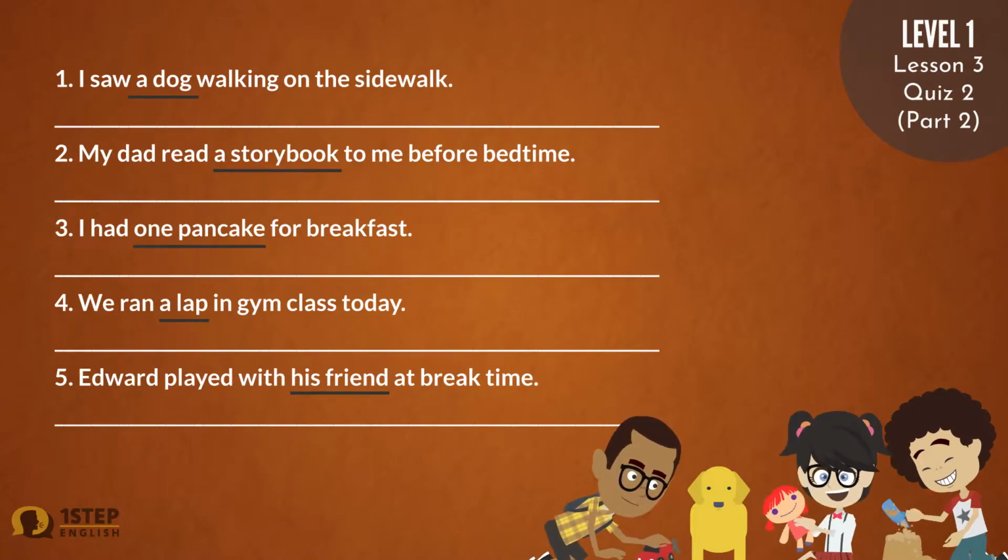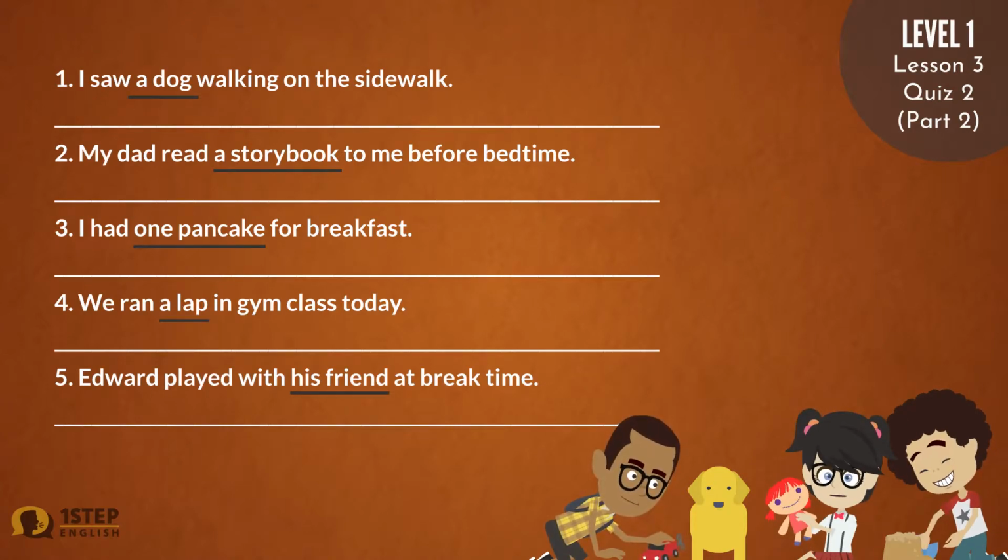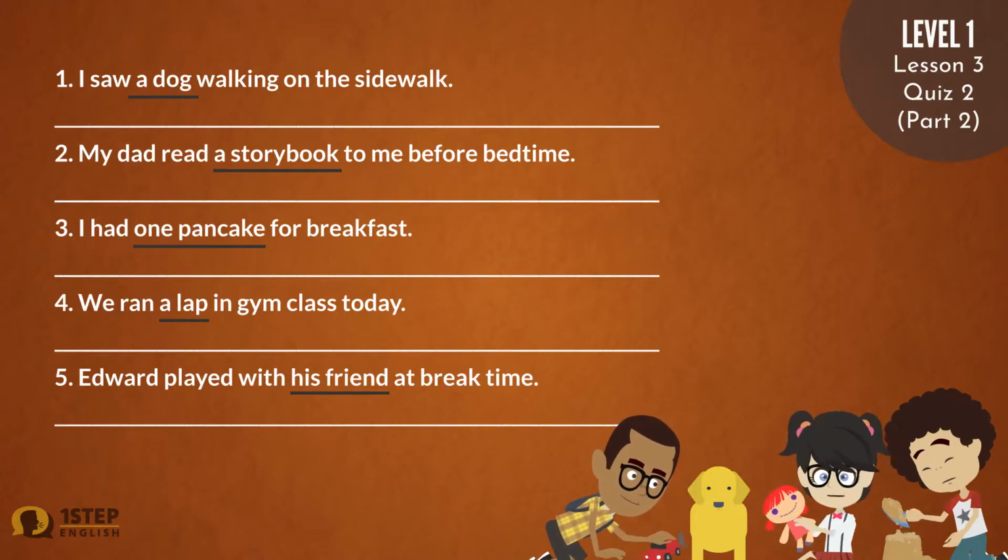Number 1. I saw a dog walking on the sidewalk. Number 2. My dad read a storybook to me before bedtime. Number 3. I had one pancake for breakfast. Number 4. We ran a lap in gym class today. Number 5. Edward played with his friend at break time.